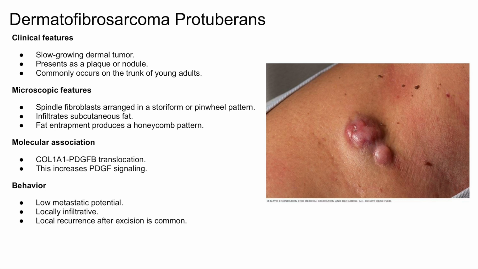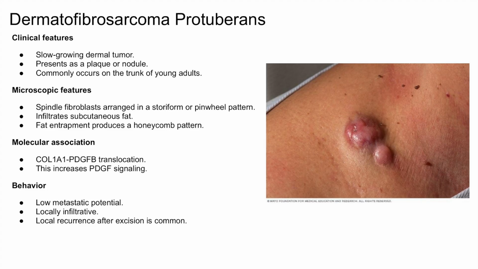All right, so dermatofibrosarcoma protuberans, or DFSP, is a low-grade fibroblastic malignancy that presents as a slowly enlarging plaque or cluster of nodules, commonly on the trunk. Microscopically, uniform spindle cells grow in a storiform or pinwheel pattern and infiltrate the subcutaneous fat, trapping fat cells in a characteristic honeycomb pattern. Most tumors contain a COL1A1-PDGFB fusion caused by a translocation between chromosomes 17 and 22, and this produces continuous PDGF receptor signaling.